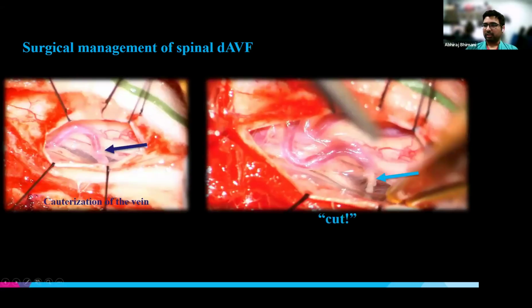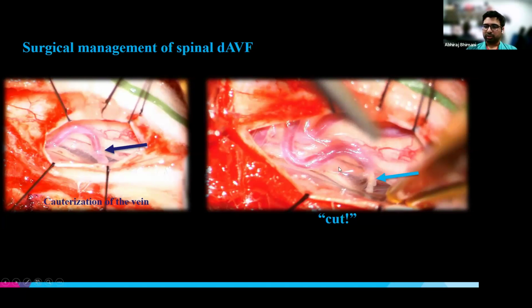This is a picture from that same patient that was taken to the OR by Dr. Jones. And as you can see, this is the dilated vein. And this is the connection. We have the dura open, and you can see the connection to the vein, to the arterial connection here, causing the congestion, which is cauterized. And eventually micro scissors is cut, and that is your surgery.